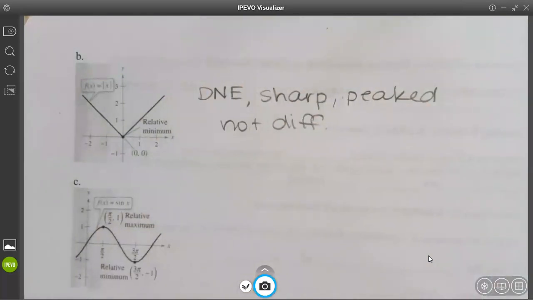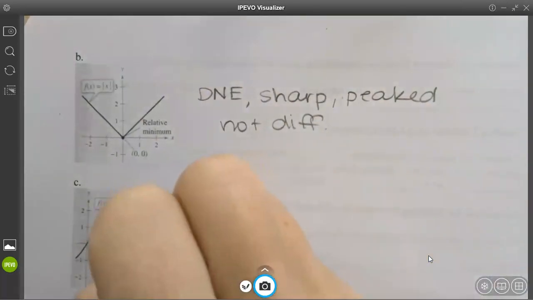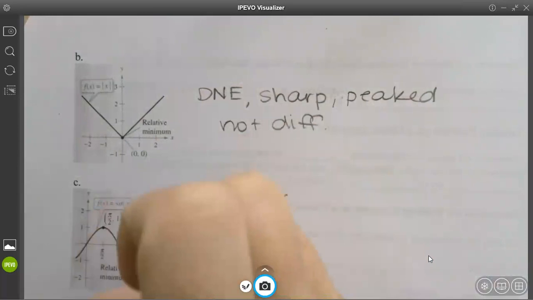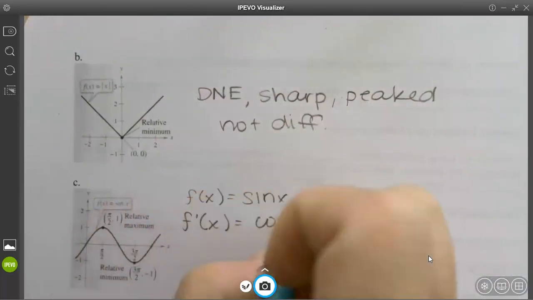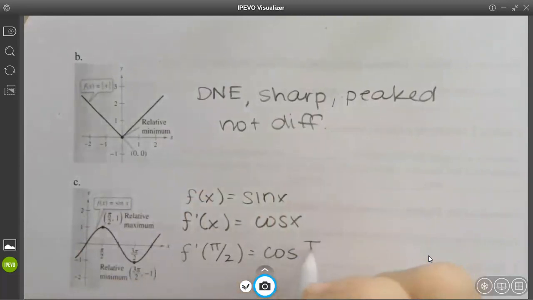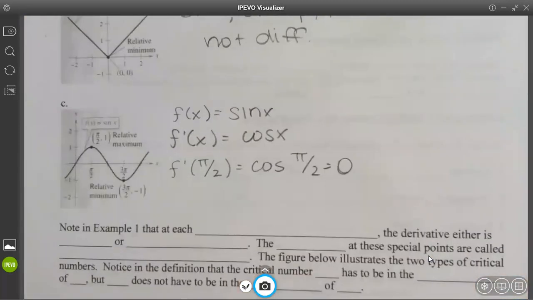All right, what's different about the next one? It's got both, right? So guess what you're going to do? So our f of x is sine x. So what's our derivative? My two x's are pi over 2 and 3 pi over 2. I'm going to start with pi over 2. Guys, you've literally put that in your calculator. So I'm going to go ahead and tell you it's 0. Make sure you put it in radians.